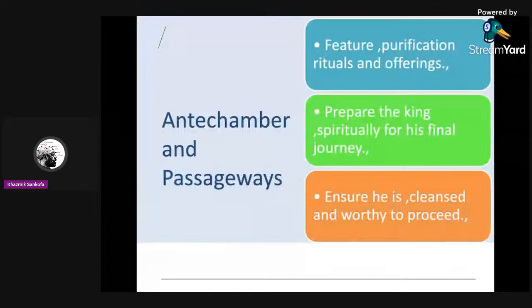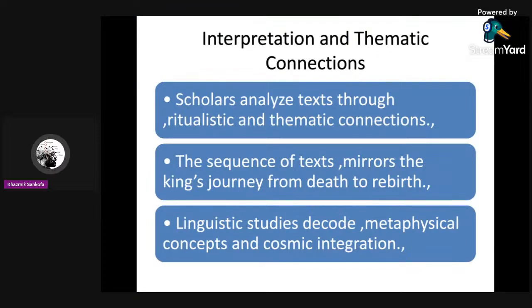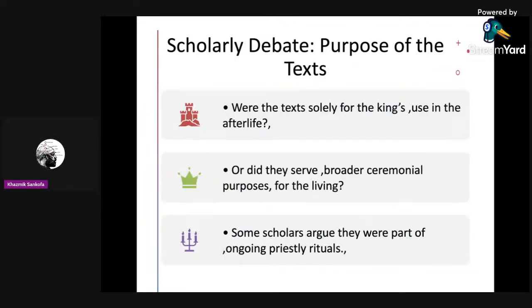All right. The antechamber purification prepares the king for his final journey and ensures that the king is cleansed and worthy to proceed. Right. The sarcophagus chamber. I think I said this. All right. So let's look at interpretation and thematic connections. Scholars analyze text through ritualistic and thematic connections. The sequence of the text mirrors the king's journey from death to rebirth. Linguistic studies decode metaphysical concepts and cosmic integration, right?